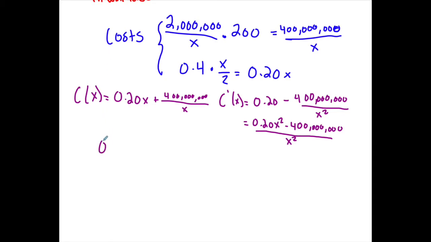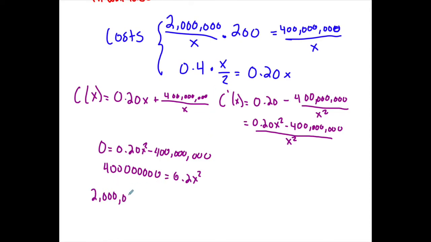What we're going to do is set the numerator to 0. And then we'll solve. So we'll add 400 million, and this is supposed to be x squared. We'll add 400 million: 0.2 x squared equals 400 million. We'll divide by 0.20. When we divide by 0.20, it actually becomes a very big number. What we get is 2 billion. And then we take the square root.